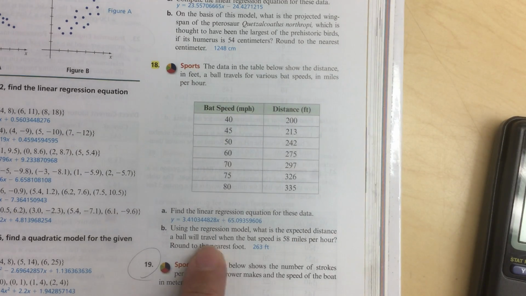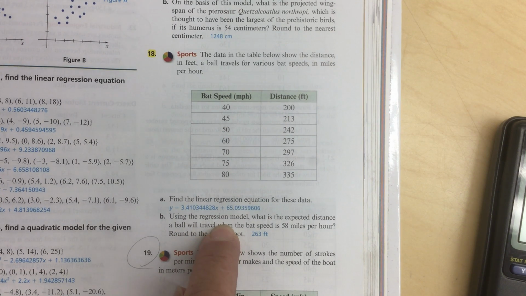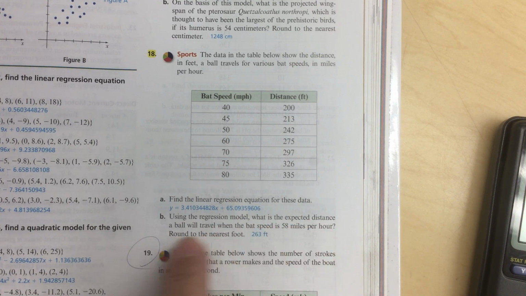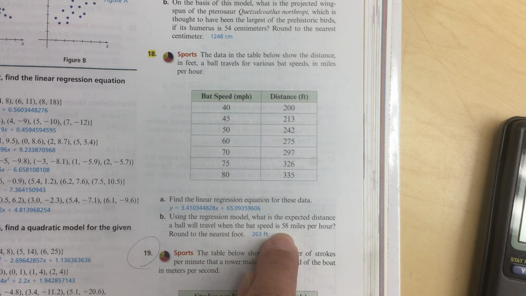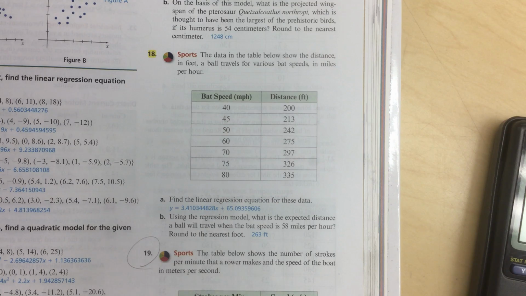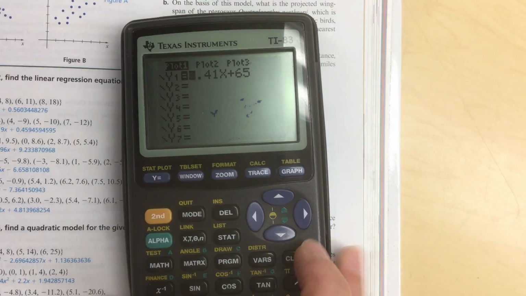Then I'll usually say, using the regression model, which is the equation you just made. The model is the math thing that's used, so that's the equation, okay? What is the expected distance a ball will travel when the bat speed is 58 miles per hour? So if the bat speed is 58, is that your x or your y? That is your x. So here's another handy trick, okay?